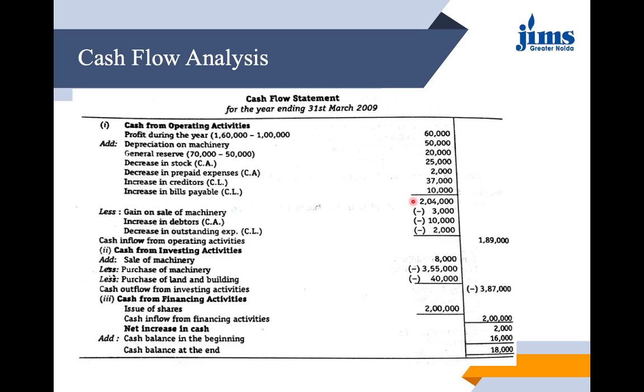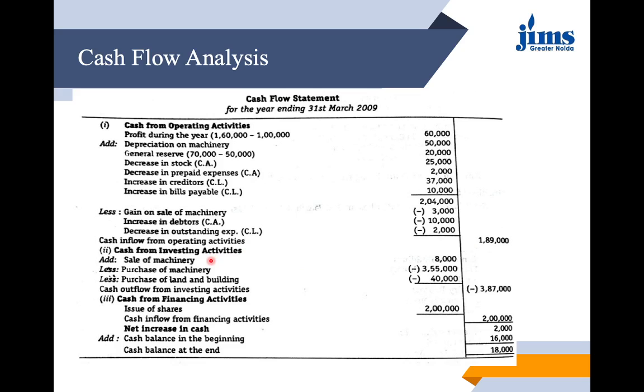After that, we do have non-cash incomes to be subtracted, of which we have only one, that is gain on sale of machinery, 3,000. Then increase in current assets and decrease in current liabilities are being sorted out. For that purpose, we have only two items. One is increase in debtors, another is decrease in current liabilities. Finally, after subtracting all these, we see that there is a cash inflow from operating activities of 1,89,000.